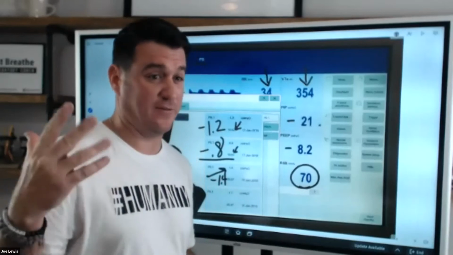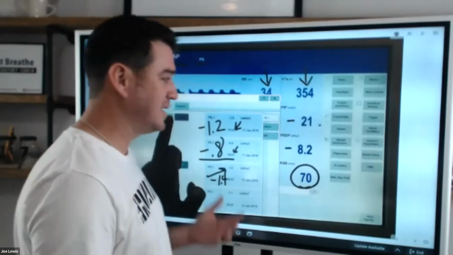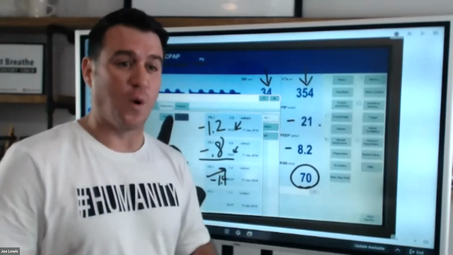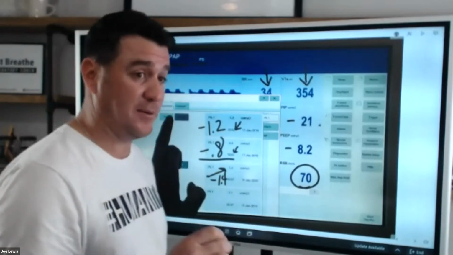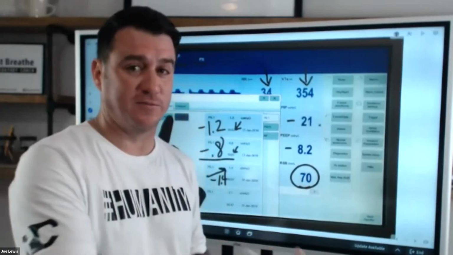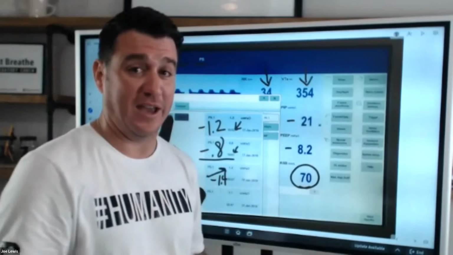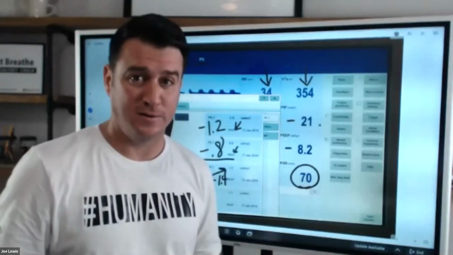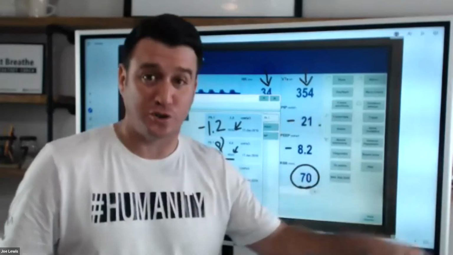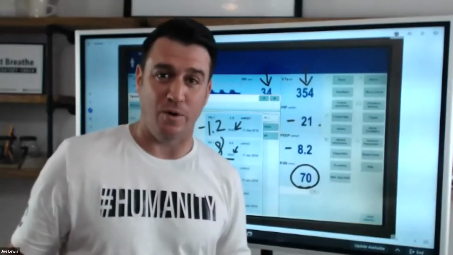RSBI of 40, tidal volume of 500, rate of 20. This doesn't add up, right? It doesn't. But what this tells us, whether you want to argue with it or not, and that's kind of the point here, is when you ask that patient, how do they feel? Shortness of breath. Are you short of breath? And they tell you no. Even if they look short of breath, you can't tell them, yes, you are short of breath. That's not the way it works.